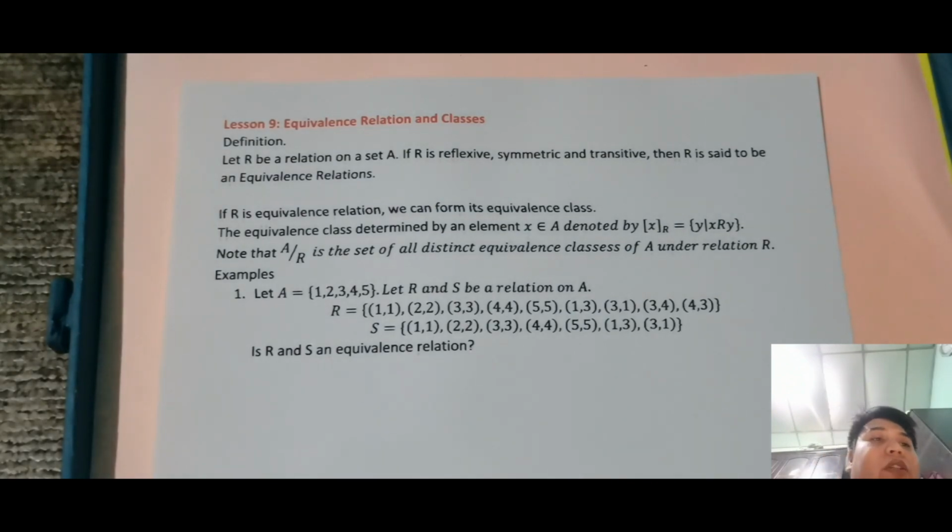So note that A over R is the set of all distinct equivalence classes of A under the relation R. Ulit, pag equivalence relation, makaka-form ka ng partition. Pag na-form yung partition, siya yung the set containing. Kanina, from 30 set, anong mangyari? A over R is the set containing si leader 1, leader 2, leader 3, meaning nare-represent nila lahat yun. Okay, so mag-start tayo sa very basic example: nakikita mo yung element, observe natin kung reflexive, symmetric, transitive, then determine natin yung kanyang equivalence classes kung meron man.